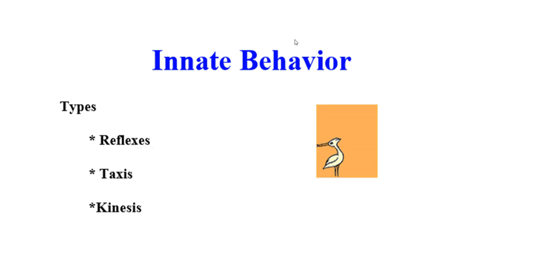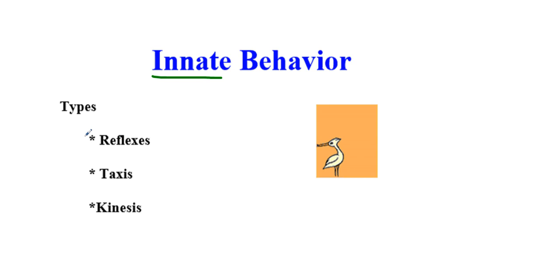So I suppose there are really three types of behaviors that animals, plants can have, mostly animals. Innate behavior, learned behavior, and social behavior. We'll talk about each of the three. Let's talk about innate behavior first. Innate behavior simply means that which you are born with.